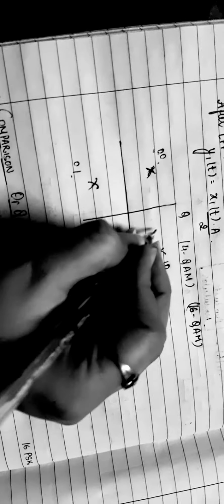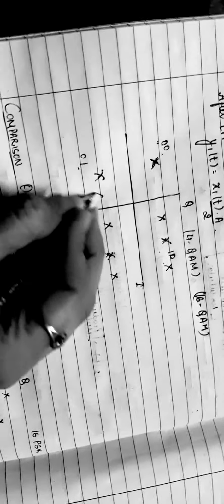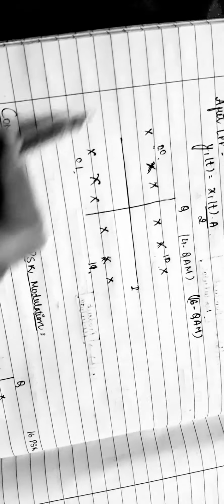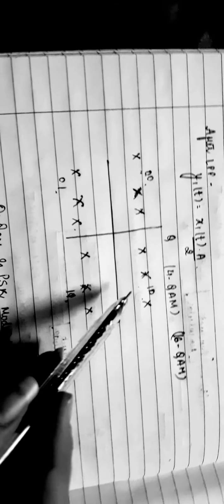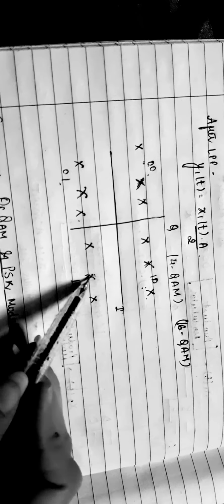Similarly, if I want to draw 16-QAM, it will look like this. Your constellation diagram will be like this. Here the phase will be changing with respect to the amplitude. So this is how we can talk about QAM, that is quadrature amplitude modulation.